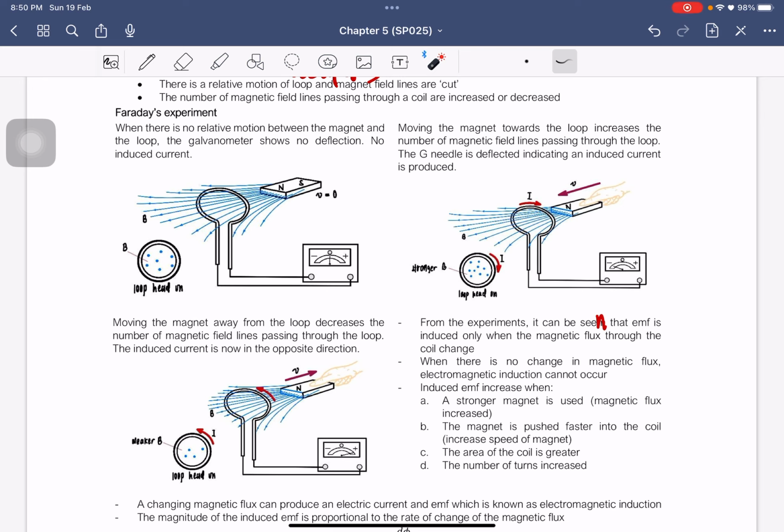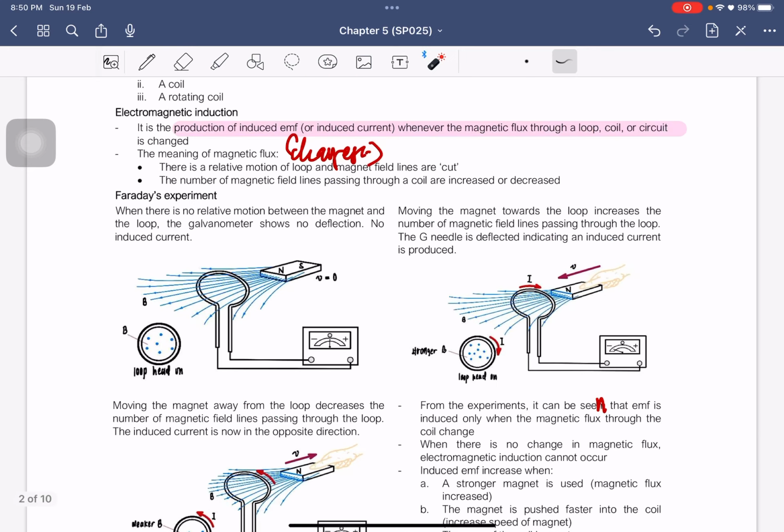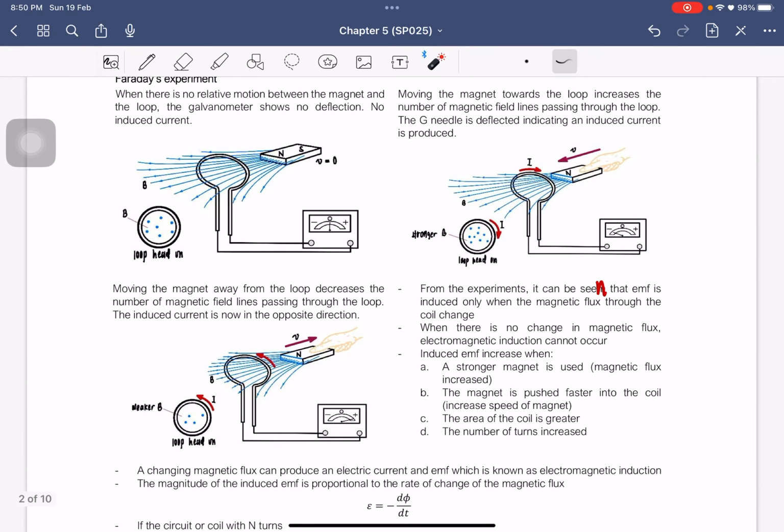Okay, lagi satu, apa yang berubah is because there is a motion lah between the magnet and the loop. Itulah maksud dia, the magnetic flux ni changing. Okay, so when there is no change in the magnetic flux pula, electromagnetic induction cannot occur. So macam ni lah, dia stay macam tu. So dia tiada presence of back EMF ataupun induced current. Induced EMF ataupun induced current lah.